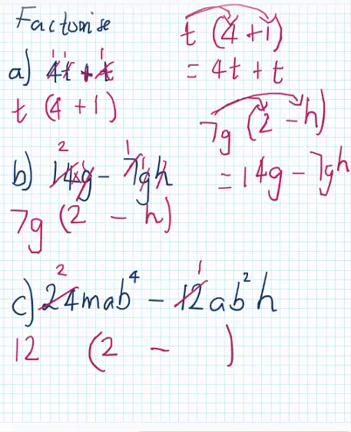Next, I've got an M on this side. Let's check on the other side. Do I have any M's? No. So I can't take out my M, so it stays as a leftover on the left-hand side. So there we go. Next, I've got an A.